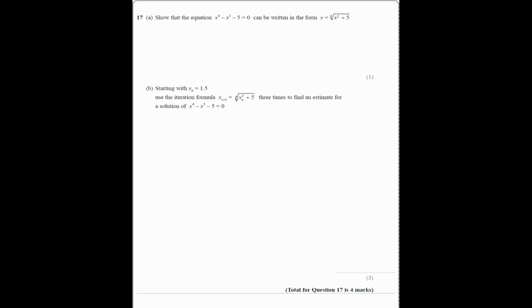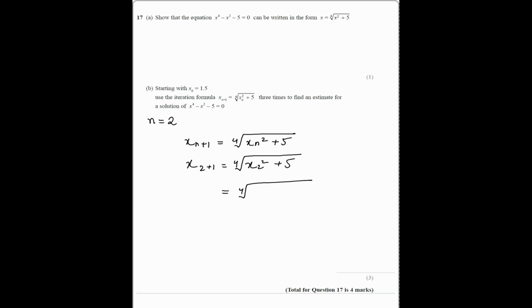Okay, in the third step, we have to take n equals 2. In the same formula, x(n+1) equals 4th root of xn^2 plus 5. So n is 2 there, so 2 plus 1, x3 equals 4th root of x2^2 plus 5. Now we have already calculated the value of x2 in the previous iteration, and that was 1.6654. So we'll have to write the 4th root of 1.6654^2 plus 5. That is x3.